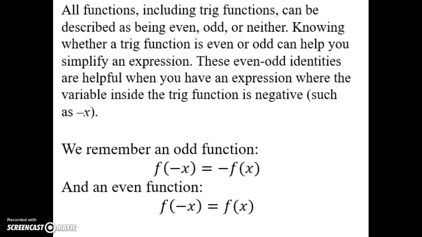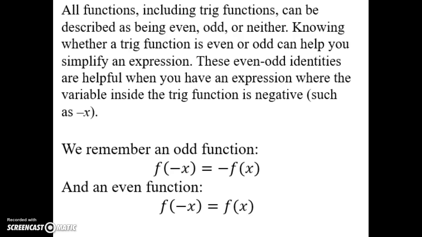And we also determined that a function is even if it is graphically symmetric about the y-axis, and we determined that the cosine function was indeed even because that's what its graph looks like. So all functions, including trig functions, can be described as being even, odd, or neither. Knowing whether a trig function is even or odd can help us simplify an expression. So these even-odd identities are helpful when we have an expression where the variable inside the trig function is negative, such as negative x.